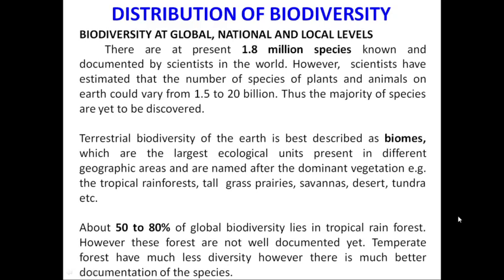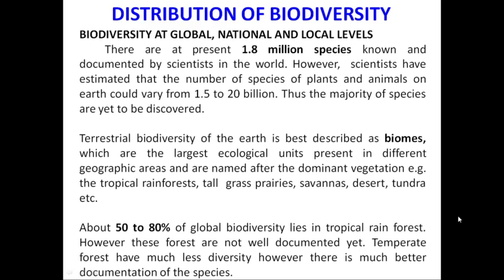The terrestrial biodiversity of Earth is best described as biomes, which are the largest ecological units, or we can say that the large ecosystems are known as biomes, present in different geographical areas and are named after the dominant vegetation. For example, the tropical rainforests, tall grass prairies, savannas, deserts, tundras, etc.